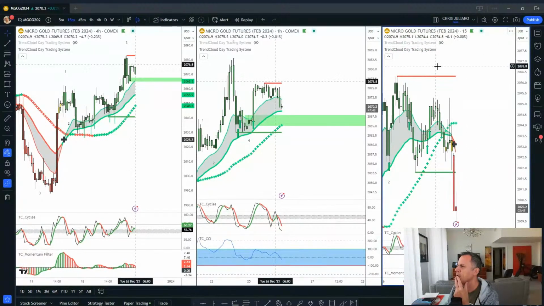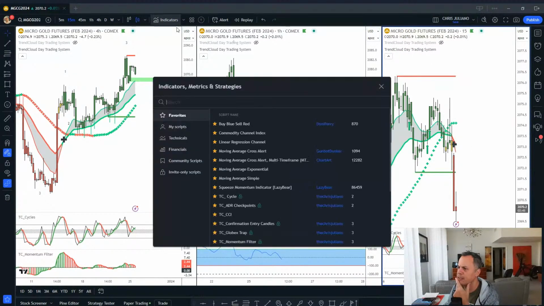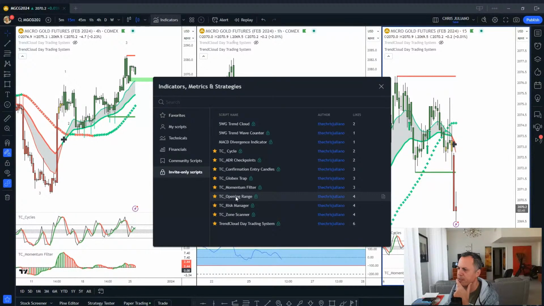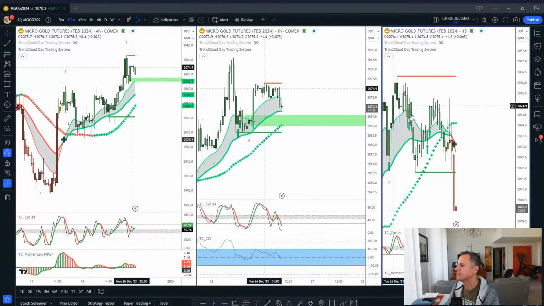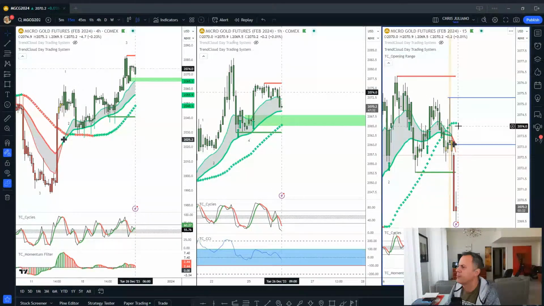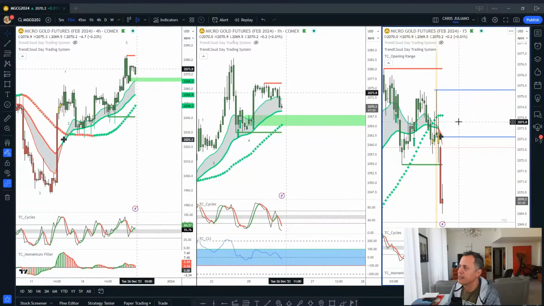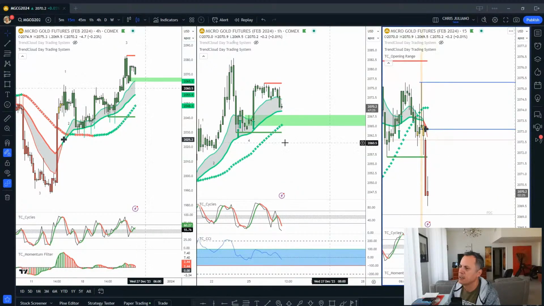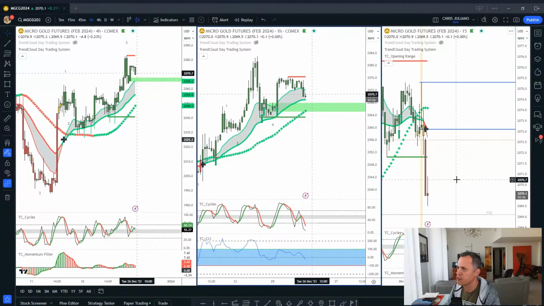Let's turn on the opening range breakout. Go over to your indicators and invite only script, and you will see TrendCloud opening range. Click onto that, and that will populate right here. So what we've got here is a breakout to the downside. We've broken out to the downside in an uptrend, and what does that usually mean? Well, that usually means bear trap, right? Everybody's thinking short.